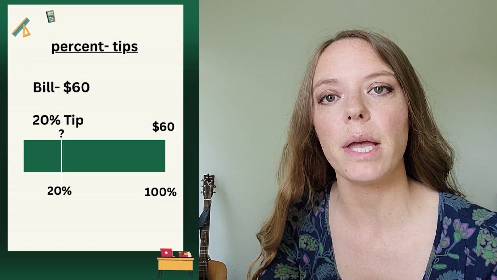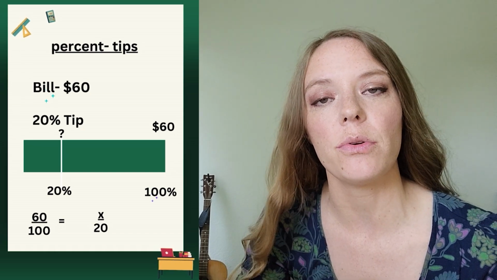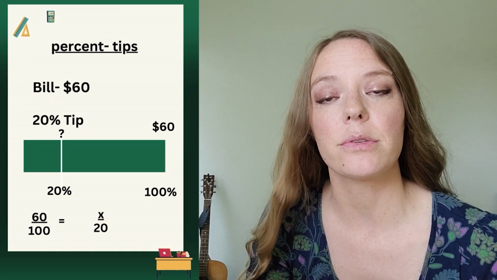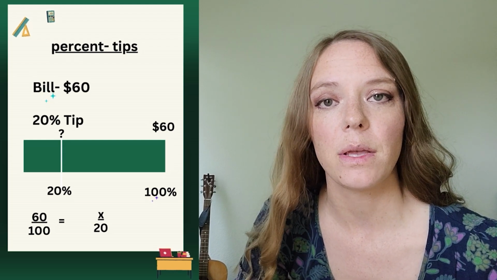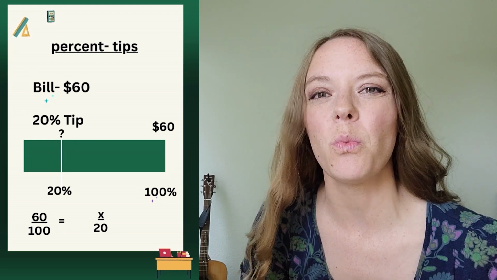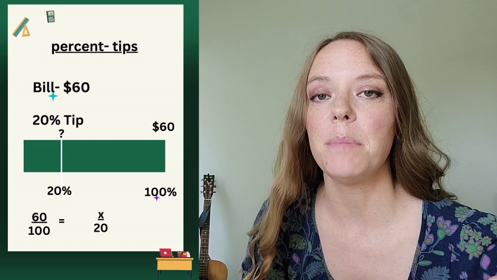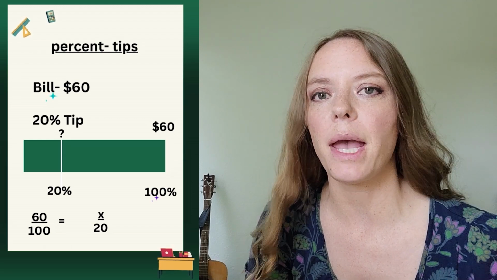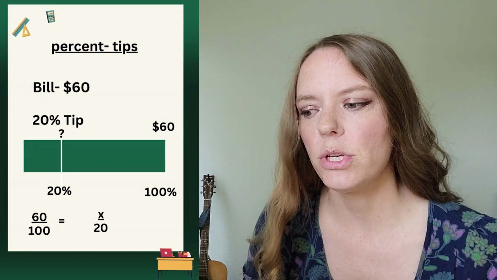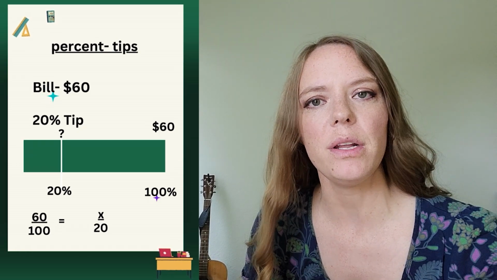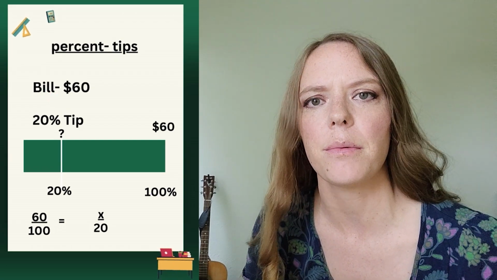And then I also like to set up a fraction, or a proportion, to show you this type of math. So we know that $60 is 100%, and we want to know 20%. So I'm leaving that numerator as a mystery so that we can find a pattern or something that we can do to figure this out. So what do you notice that we could do to get from 100 down to 20? Is there an easy pattern there?